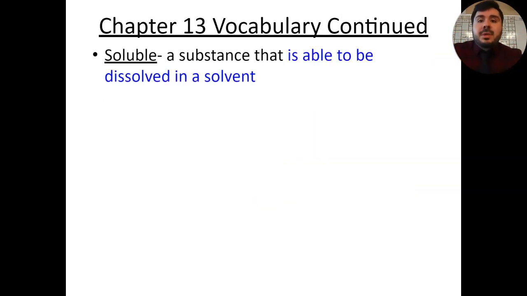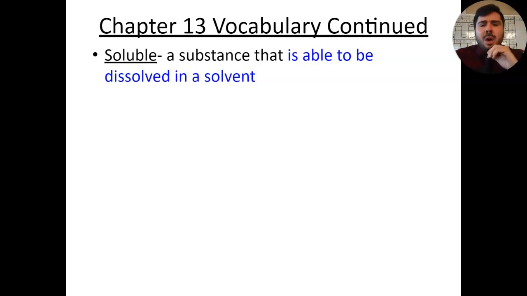Now, some more vocab continued. A soluble substance, right? So soluble is a substance that is able to be dissolved in a solvent. Sometimes there are solutes that are not able to be dissolved in certain solvents. And we're actually going to be focusing on this idea of solubility.